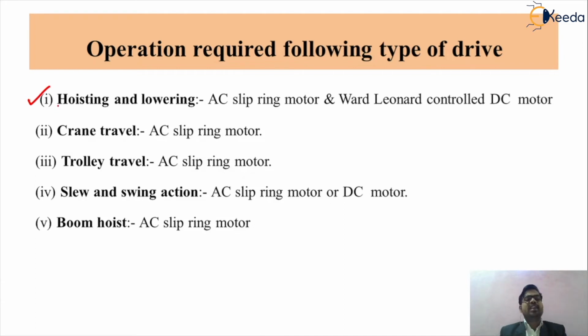For that particular operation, because this is a very important operation in different types of industry, we are using the AC slip ring induction motor and the Ward Leonard controlled DC motor. So this is the first type of drive that we are preferring for the operations of hoisting and lowering. Then the second type of operation is called crane travel. In crane travel we have to travel the crane in different directions as per the requirement.